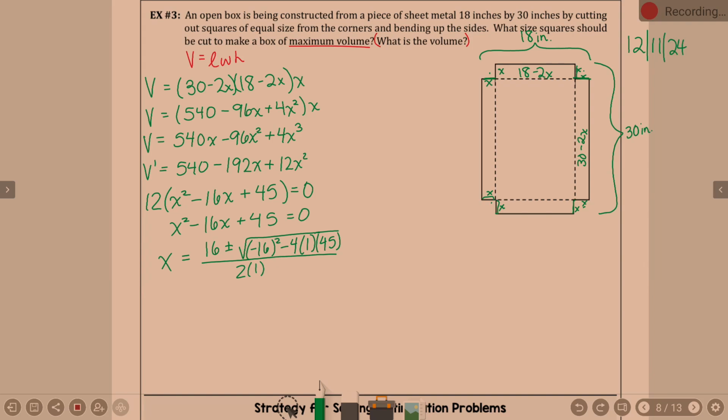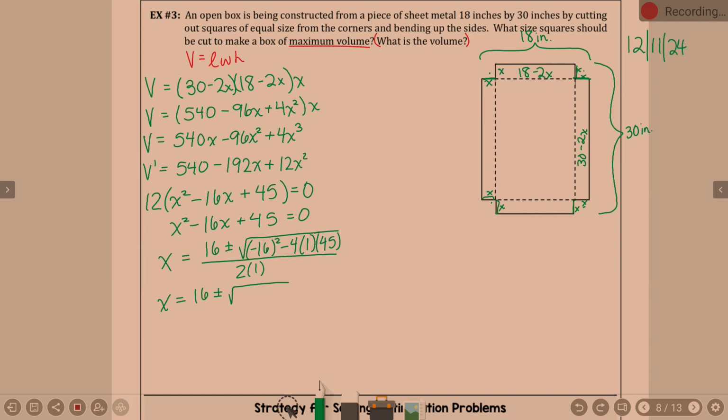Okay. You might want a calculator there, just saying. This lesson might go a little quicker if you have a calculator. How's that? Yeah, that's right. I can tell you 4 times 45 would be 180. 16 squared is 256. So 256 minus 180 maybe? 76. That's what I've written in my notes, 76.